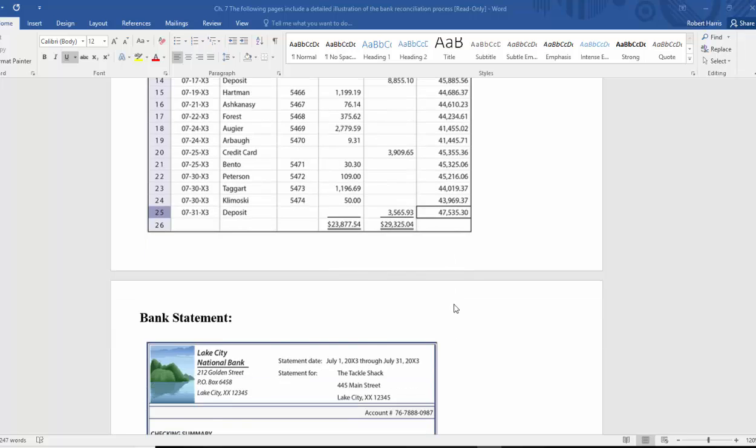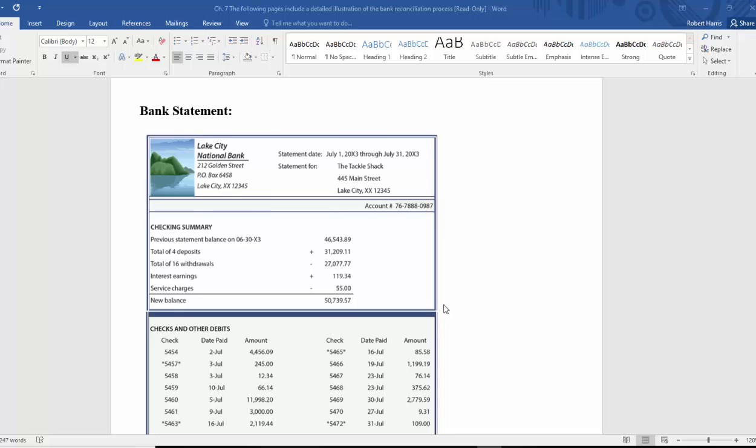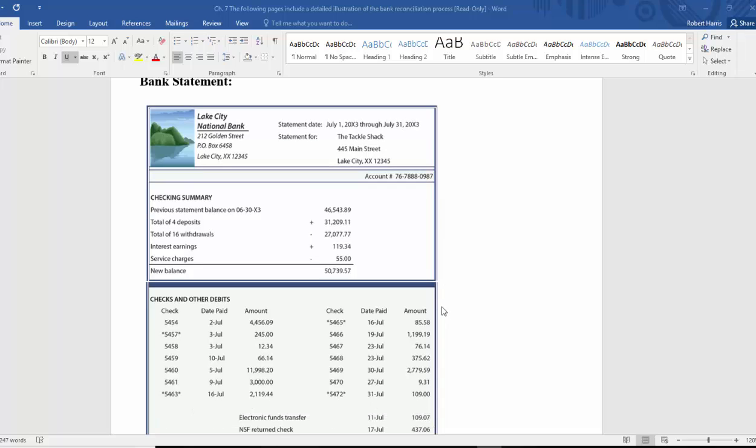Well, the answer is neither of them are correct, because there are things that the bank doesn't know about. For instance, if we had written a check to somebody and they haven't deposited it, the bank would have no idea that that check is out there. We know that we wrote a check. Somebody else knows that they received the check, but maybe they just haven't deposited it into the bank yet. So that's an outstanding check.